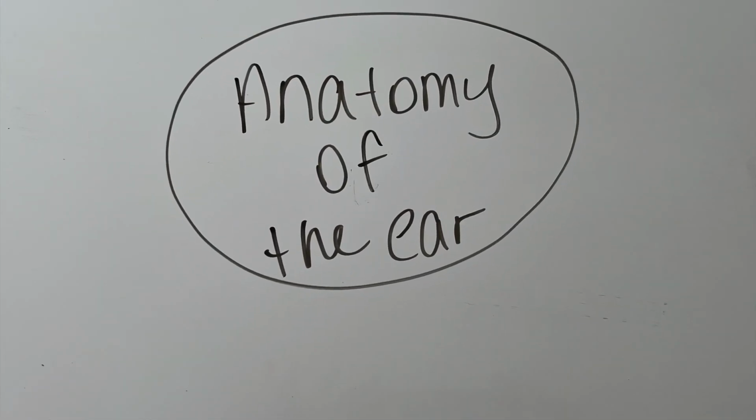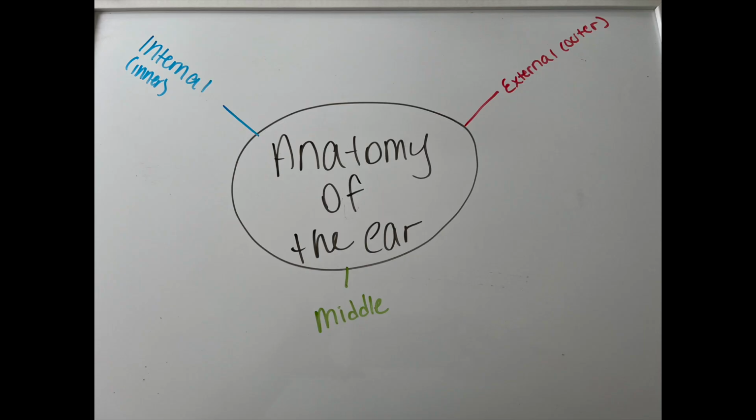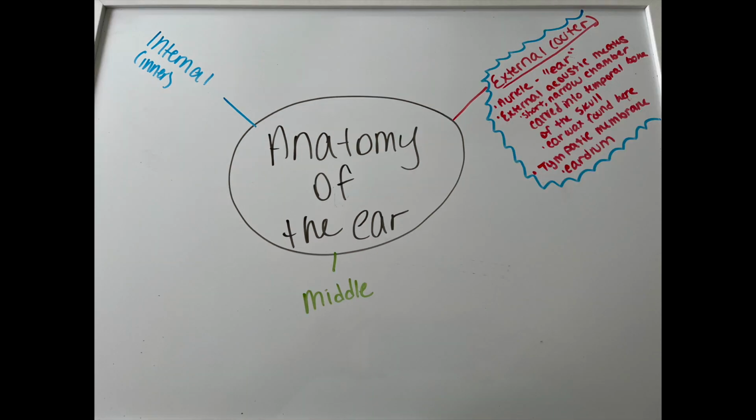Anatomy of the ear. The ear is divided into three major areas: the external or outer ear, the middle, and the internal or inner ear. The external or outer ear is composed of the auricle and the external acoustic meatus. The auricle, or pinna, is what most people call the ear, the shell-shaped structure surrounding the auditory canal opening.